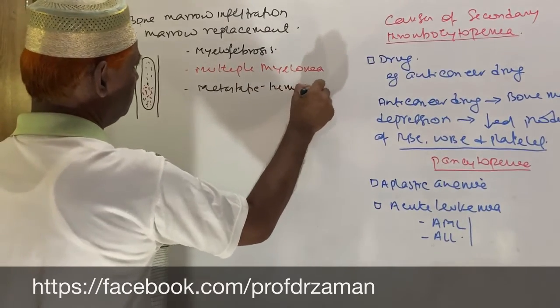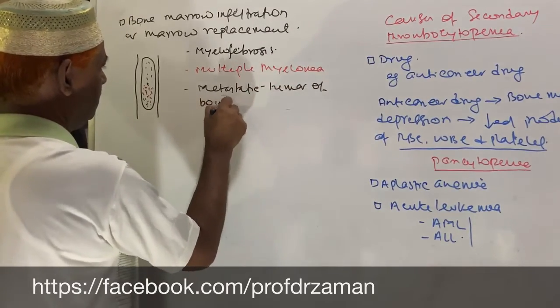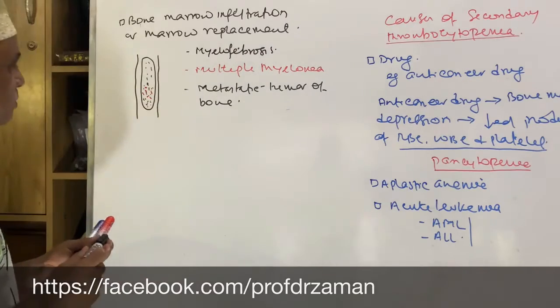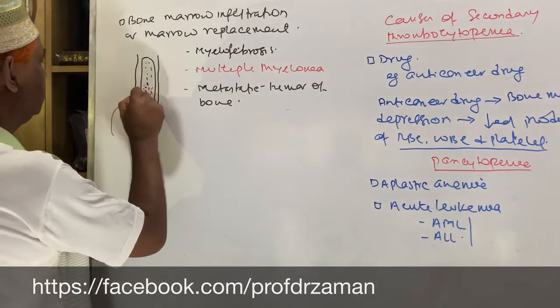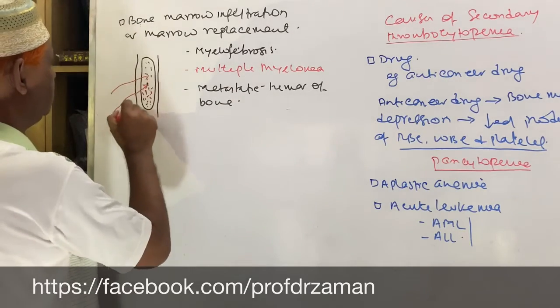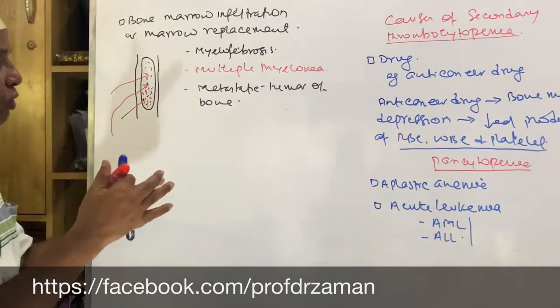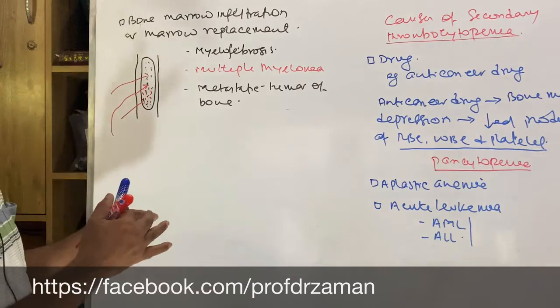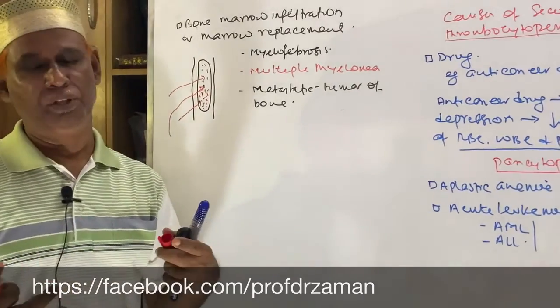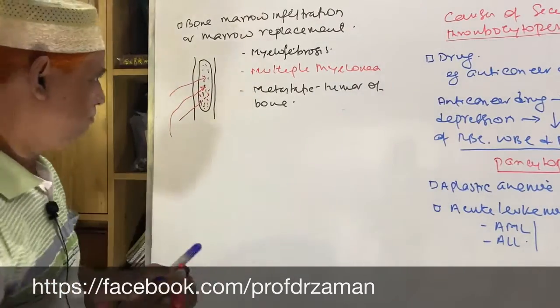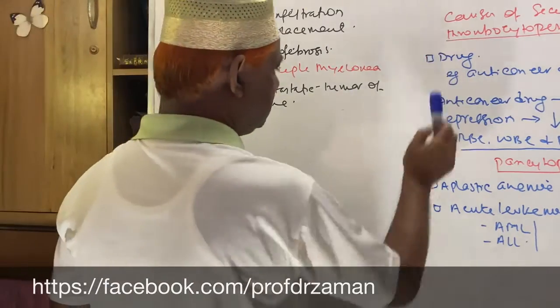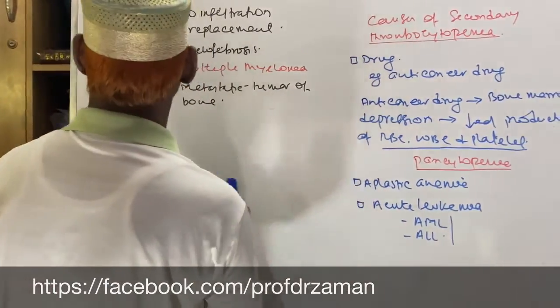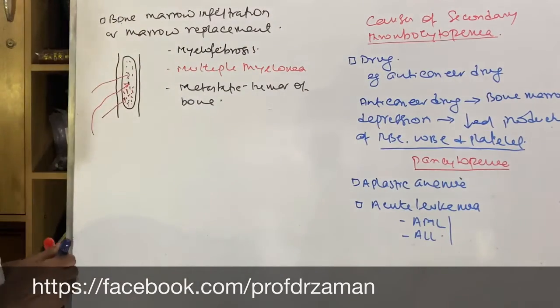Metastatic tumor of bone. Dear audience, if anybody suffers from metastatic tumor of bone, that is, if any cancer infiltrates or metastasizes in the bone, it will occupy the medullary cavity, and there will be decreased RBC, WBC and platelet production. So the causes are drug, aplastic anemia, acute leukemia, bone marrow infiltration or marrow replacement.